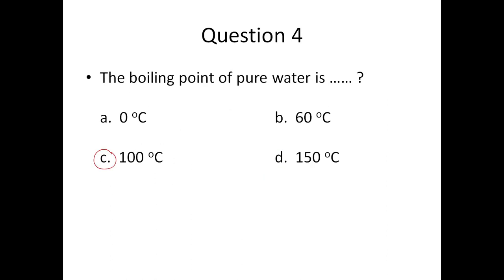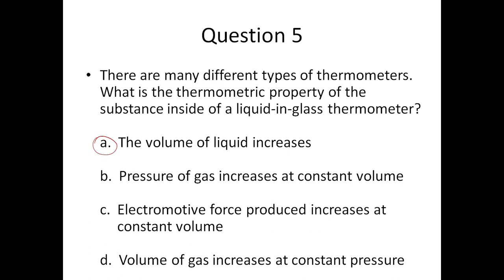Question 4, the boiling point of pure water is 100 degrees Celsius. There are many different types of thermometers. For question 5, what is the thermometric property of the substance inside of a liquid in glass thermometer? Yes, A, the volume of a liquid increases. So remember, if you have alcohol or mercury, the volume increases, it expands once it gets heated up or it's exposed to heat. That substance expands, therefore increasing the volume.